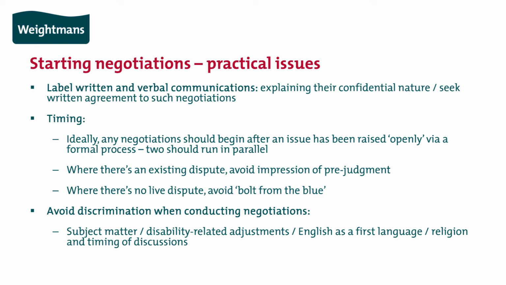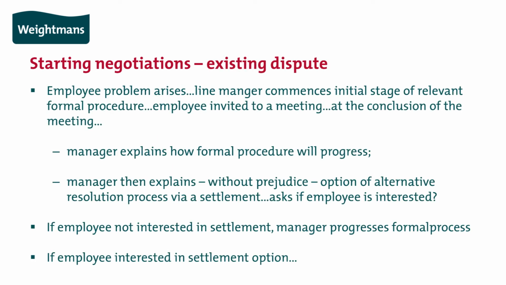So for example, whilst the ACAS Code of Practice suggests that it would be reasonable to allow 10 days for someone to consider a settlement proposal, with a disabled individual with learning difficulties, it might be reasonable to allow longer. For someone who doesn't have English as a first language, it might be reasonable to give them longer. And actually, if you're dealing with someone who, because of their religion, has certain restrictions on the times of the week or the time of the year that they could have such negotiations, again, you would have to give some allowance for this.